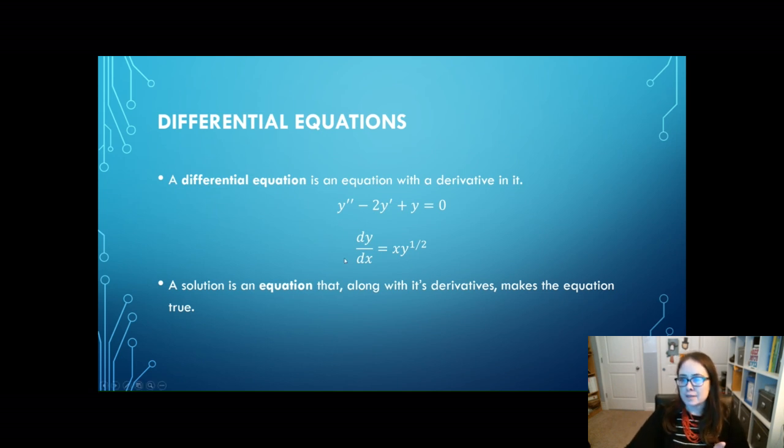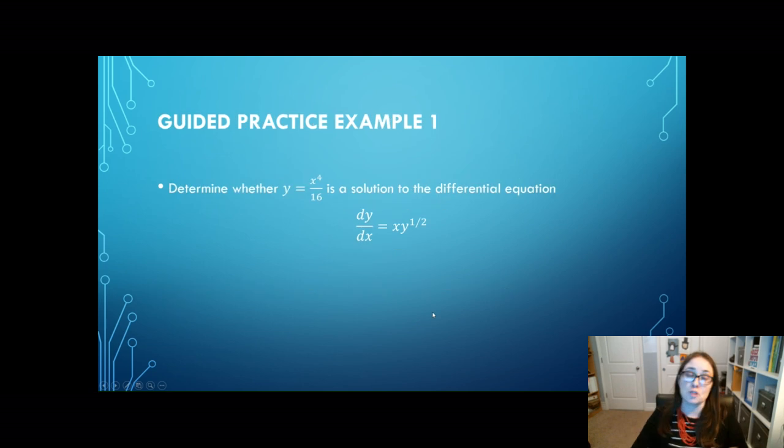So let's take this second example here and see how we can determine whether something is a solution. It's a great way to be able to check your work. So I've got this dy/dx equals x y to the 1/2. And let's suppose that I think that y equals x to the 4th over 16 is a solution to the differential equation. I can check this by taking y and its derivative, since dy/dx is in the equation, and plug them into this equation and see if I get a true statement when I simplify both sides.